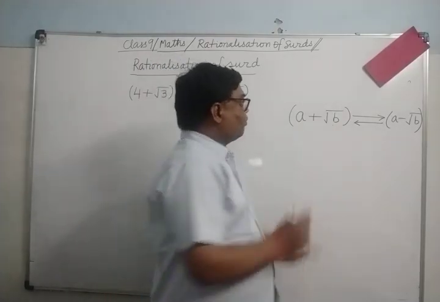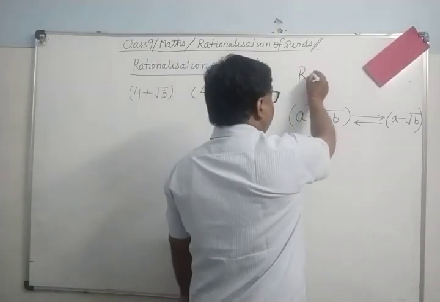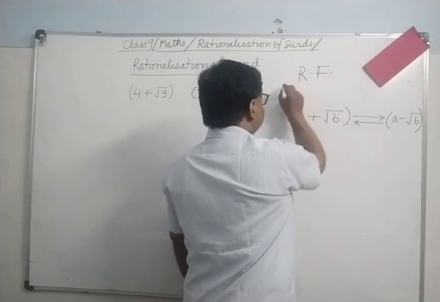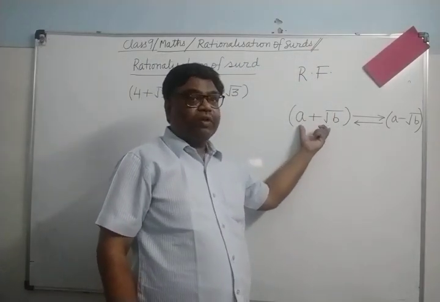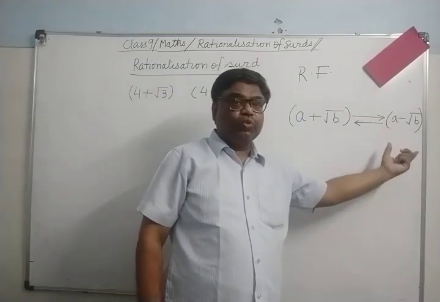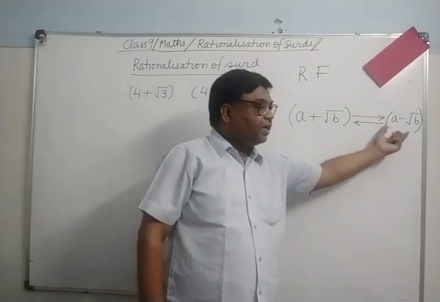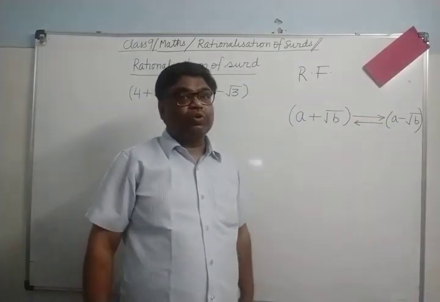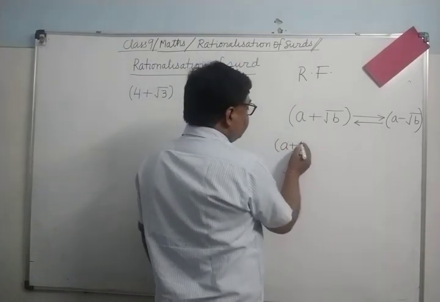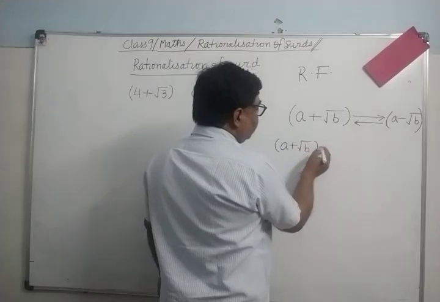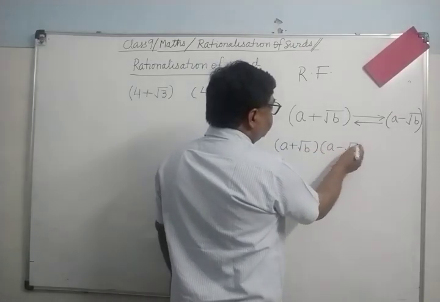So for rationalizing factor we will write RF. Is it clear? RF of a plus root b will be a minus root b, and RF of a minus root b will be a plus root b. And why? Because you can see their product is a rational number.